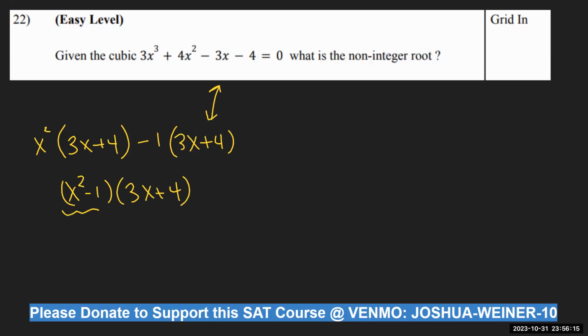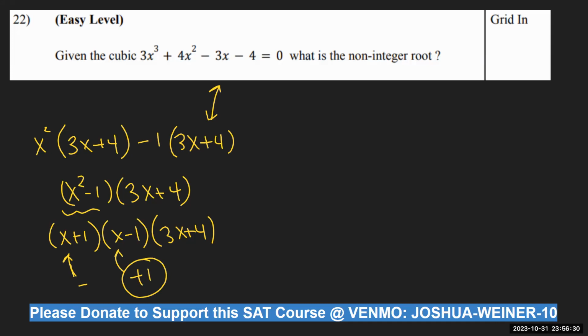This is the conjugate pair, right? So x plus 1, x minus 1 times 3x plus 4. Well, if we plug in -1 or +1, we have two solutions there. But how do you get the solution that's like a ratio? Well, rhetorical question.